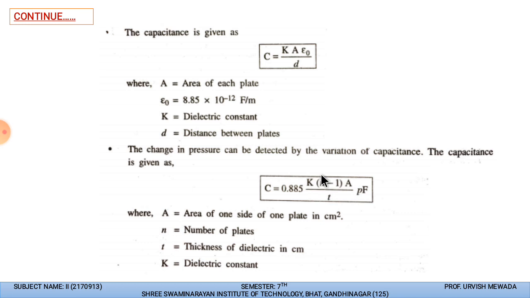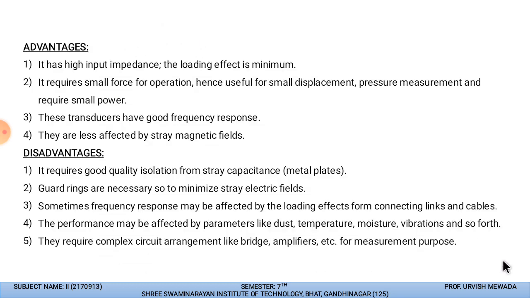the dielectric medium will also get compressed as the pressure is applied. So the thickness of the dielectric will change as we apply pressure on the variable plate of the capacitor. And K is the dielectric constant, which depends upon the dielectric material that we use for such a setup.